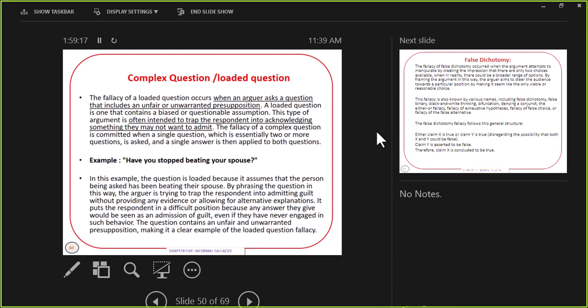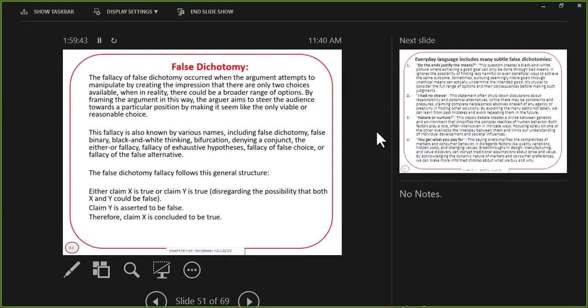Right? These are known as complex questions or loaded questions. Loaded questions because they can be translated into a full-fledged argument once the arguer has trapped the audience, right? Trapped the audience. It does not allow us to speak our minds, but it just puts you into a narrow dichotomy of yes and no.